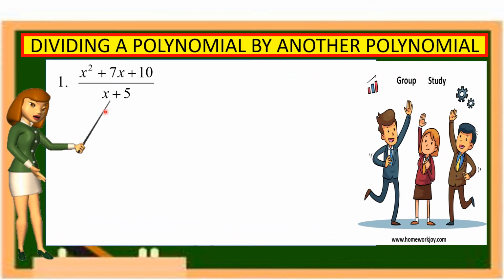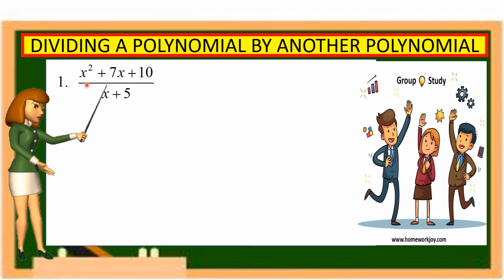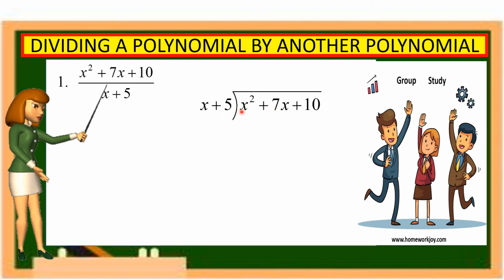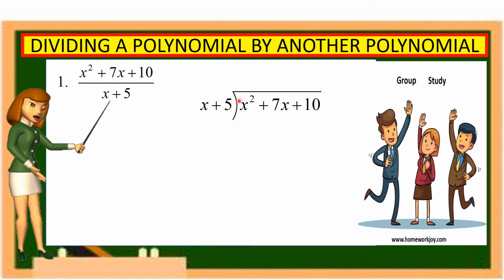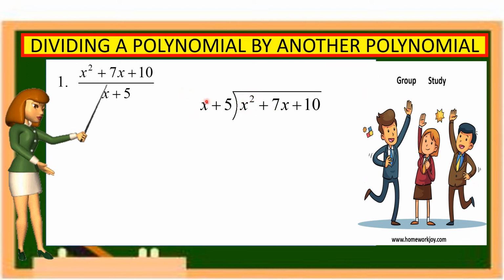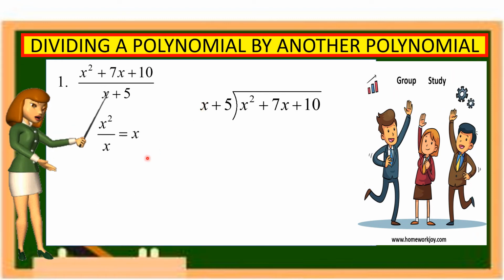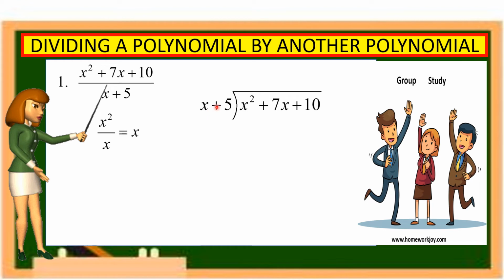Divide the polynomial with another polynomial. x squared plus 7x plus 10 divided by x plus 5. We have our given. The first step is to divide the first term of the dividend by the first term of the divisor. That is x squared divided by x. The answer is x.